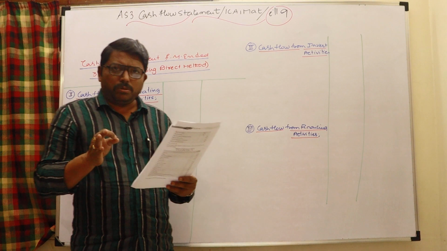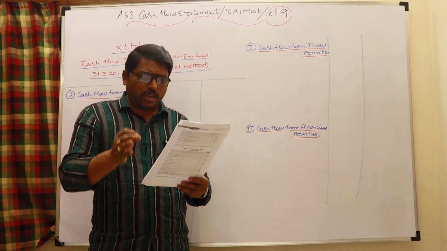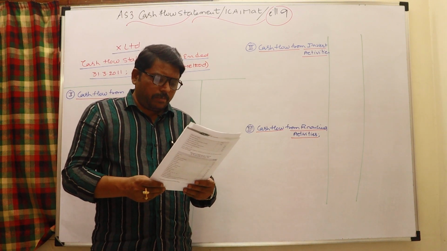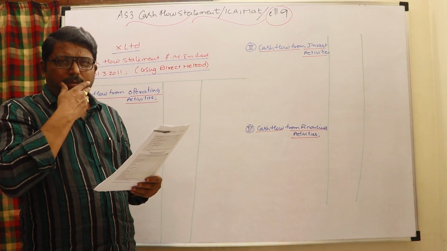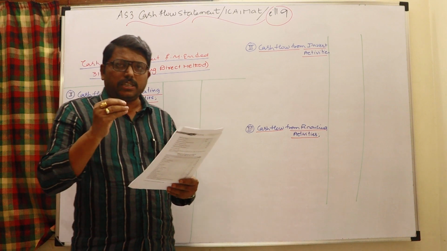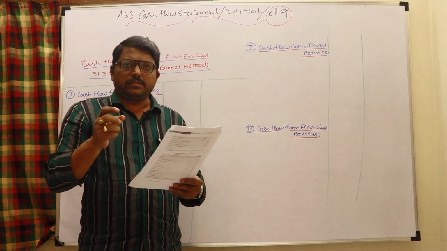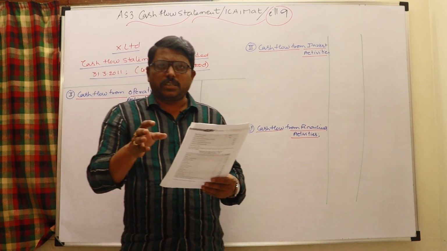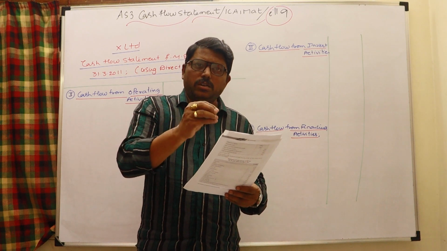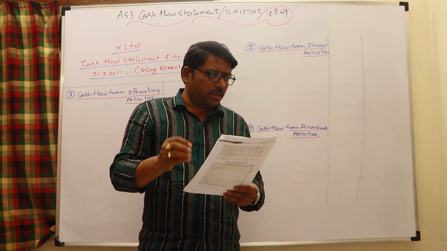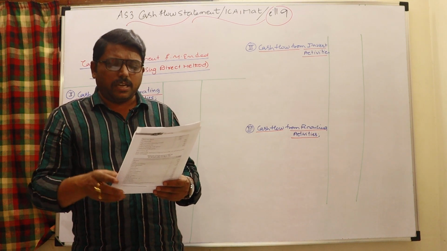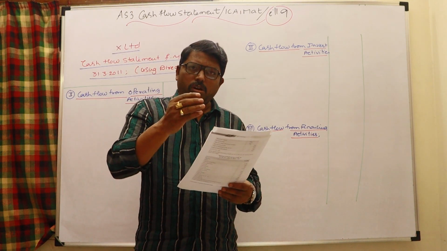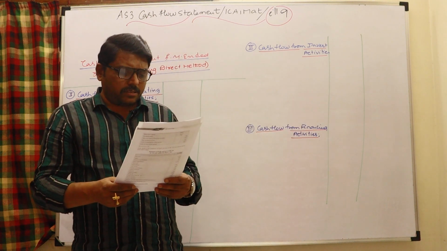It is a very simple sum. You are given a simple cash book or cash account, and from the given cash account you have to work out the cash flow statement. You have to categorize the items given in the cash account: which items relate to operating activities, which to investing activities, and which to financing activities, and write them in the respective places.